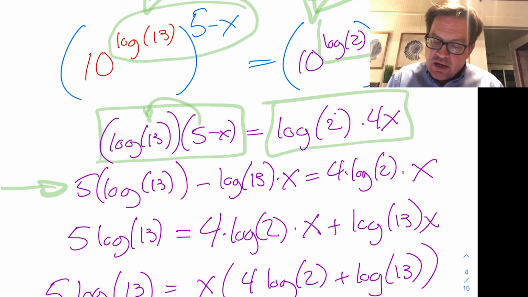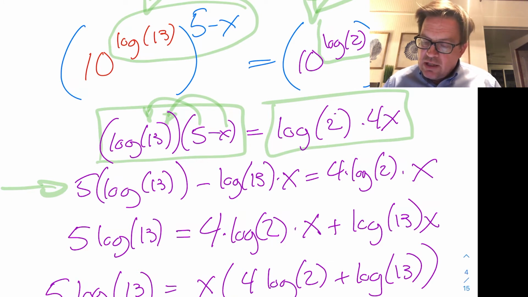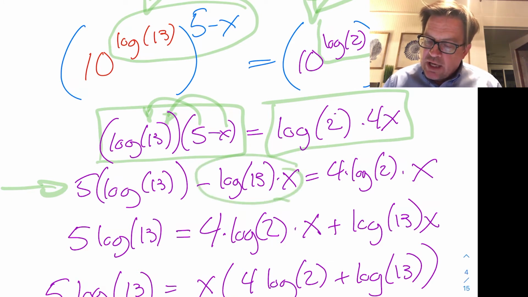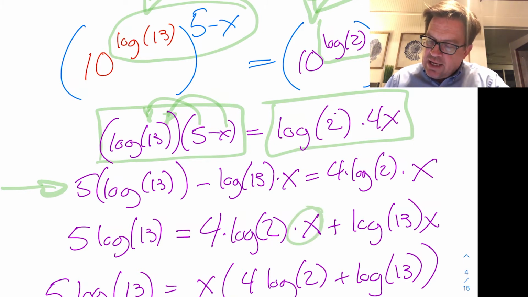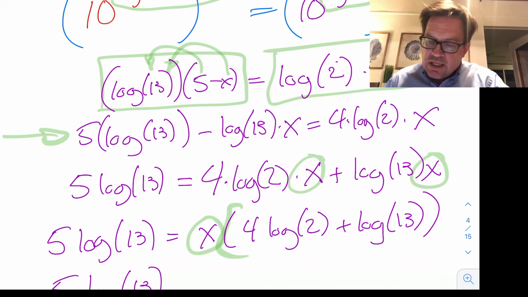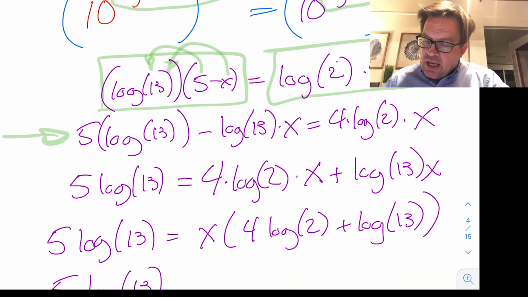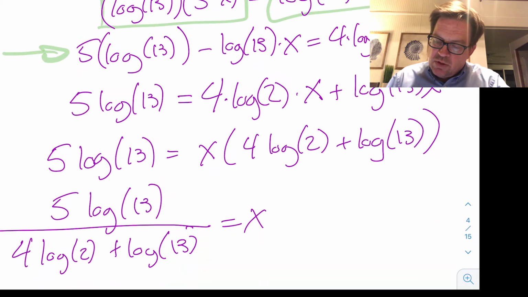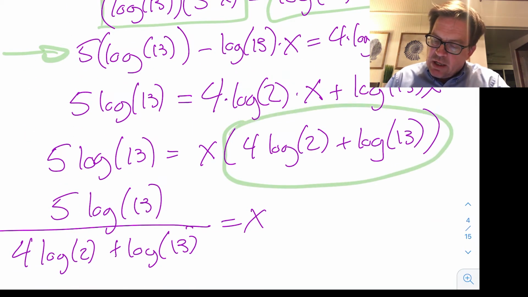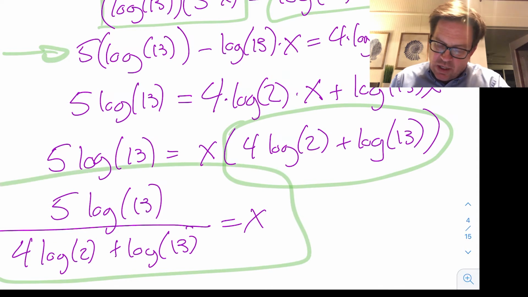I distribute the 5 times log of 13 and the x times log of 13. And then what I want to do is move all the x's to the other side. So I add log of 13 times x on that side. And now I have an x in this term and an x in this term, so I can factor it out. X times what's left. And when we're all done with that, we can divide by this term, and we end up with what we've got.